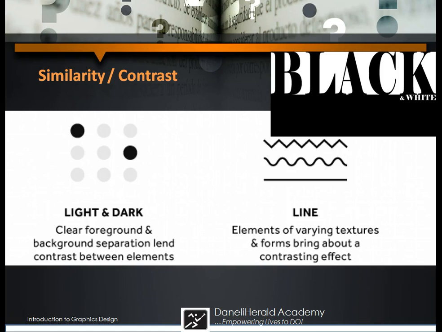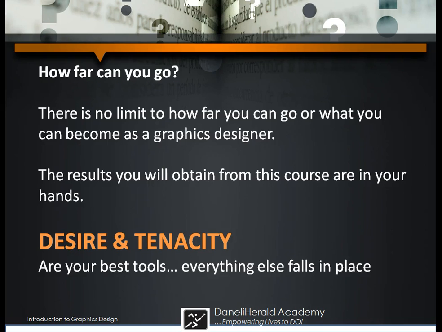And the next one is the line. Elements of varying textures and forms bring about a contrasting effect. If you have this somewhere, you have these and these, it's so clear that we are talking about three different lines. You just distinguish them from one another. Of course, they could be formed from the same shape, but you are passing across the message that these aren't the same things.